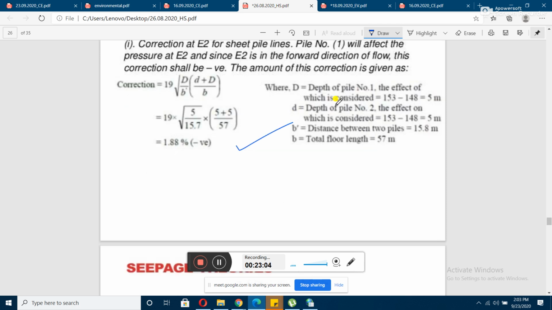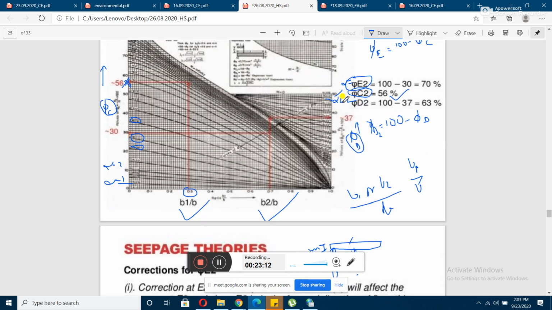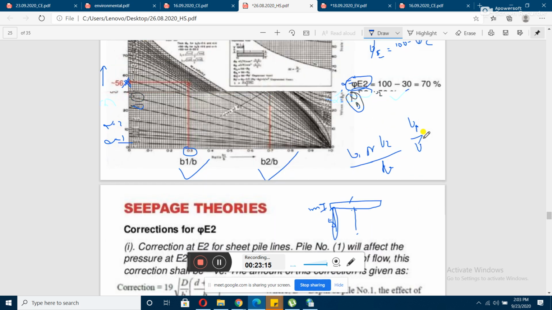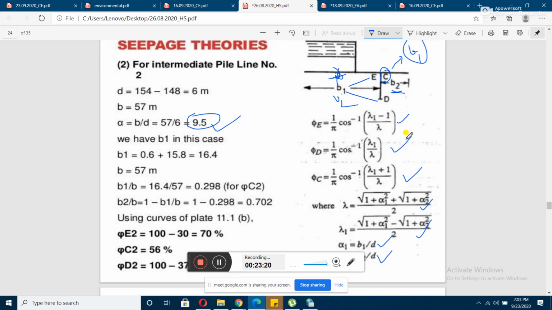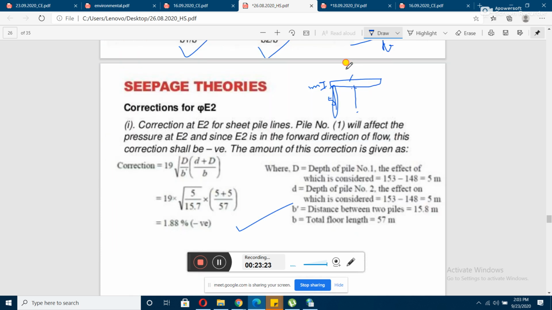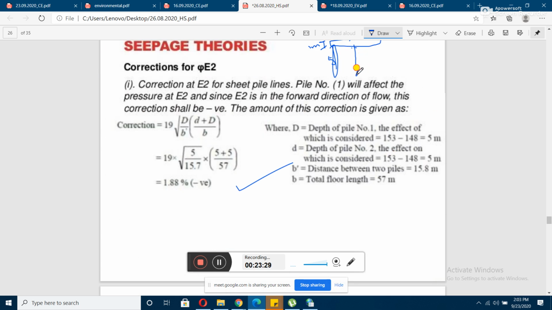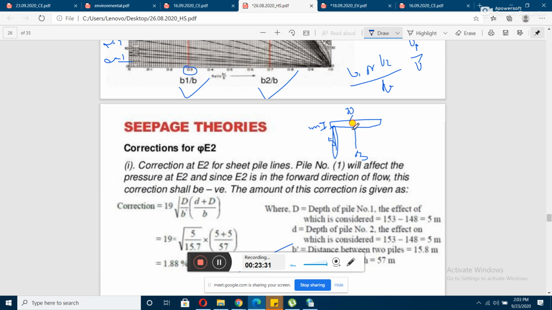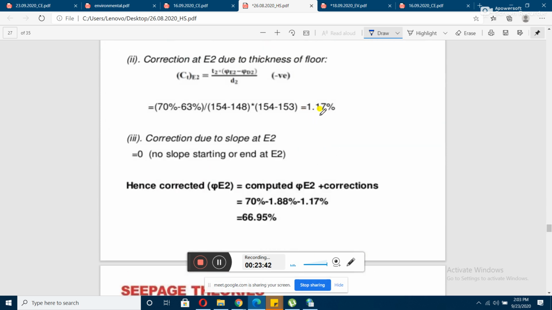We will do the unitary method. I have already told you we will be doing the unitary method. Here we have found out the pressure, that is phi E has been calculated to be 70, right. Yes, it has been calculated to be 70. And what is the value of phi D2? That is 63. So this will be less than 70. So here by unitary method we will be subtracting it from 70, okay. So here also it will be a negative correction. You can see that this one is also a negative correction.